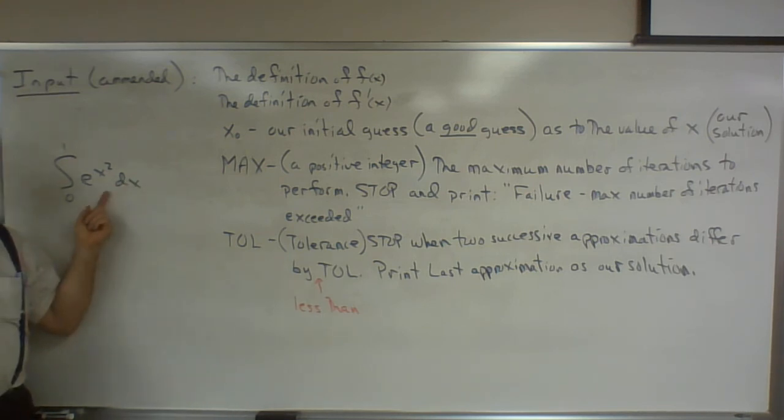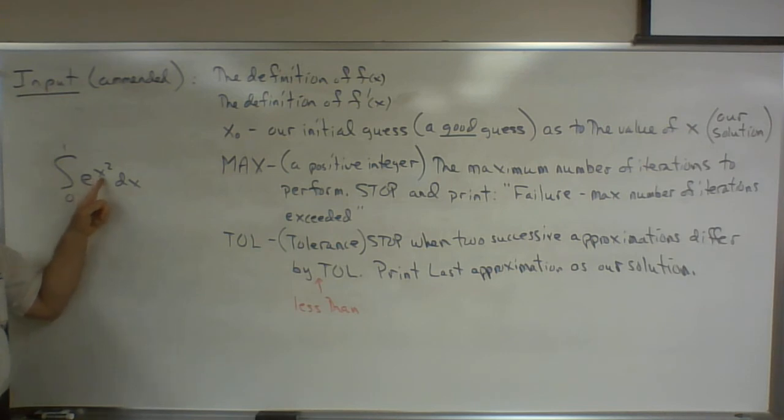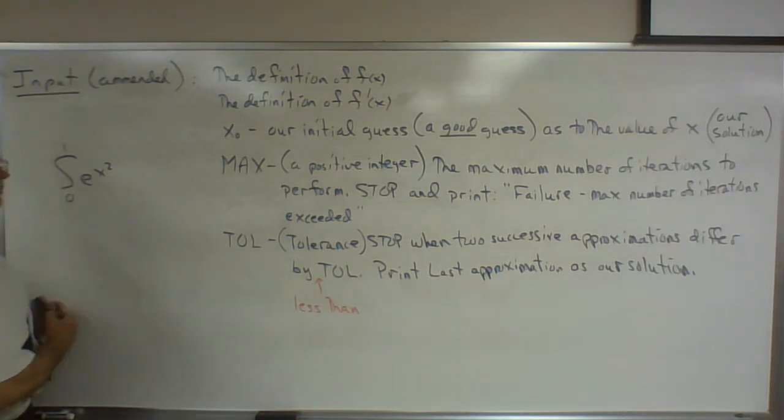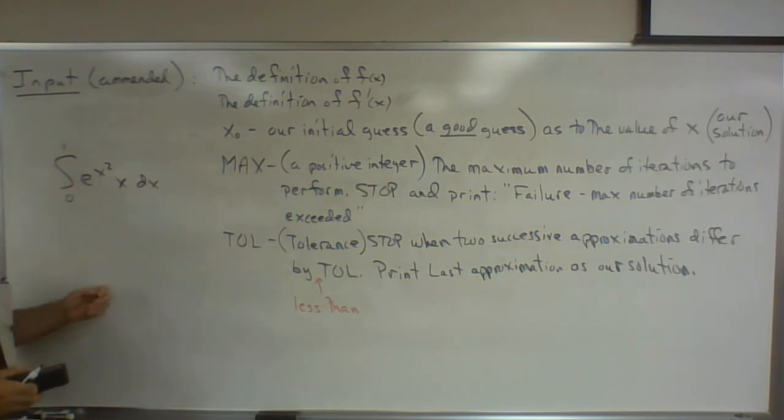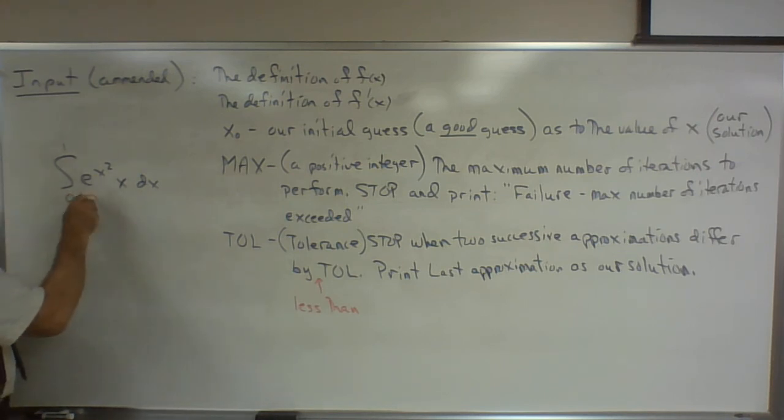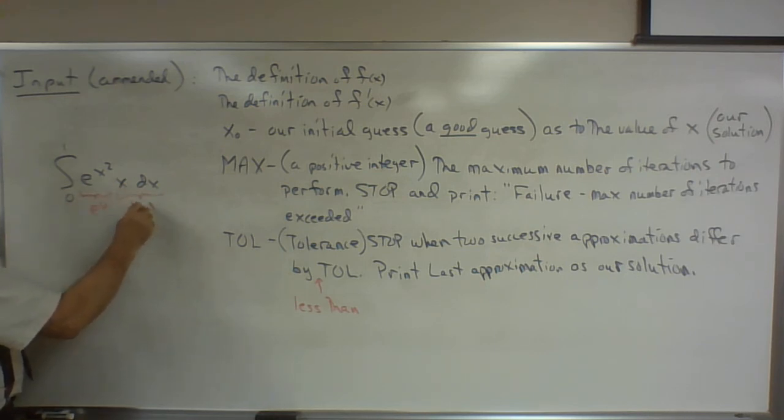We can't compute that because we can't compute the antiderivative of e to the x squared. We have e to the u, but oops, we don't have du. Now, if we have this, now we could compute this because we have e to the u, and this is 1/2 du. Yeah, we can compute that.